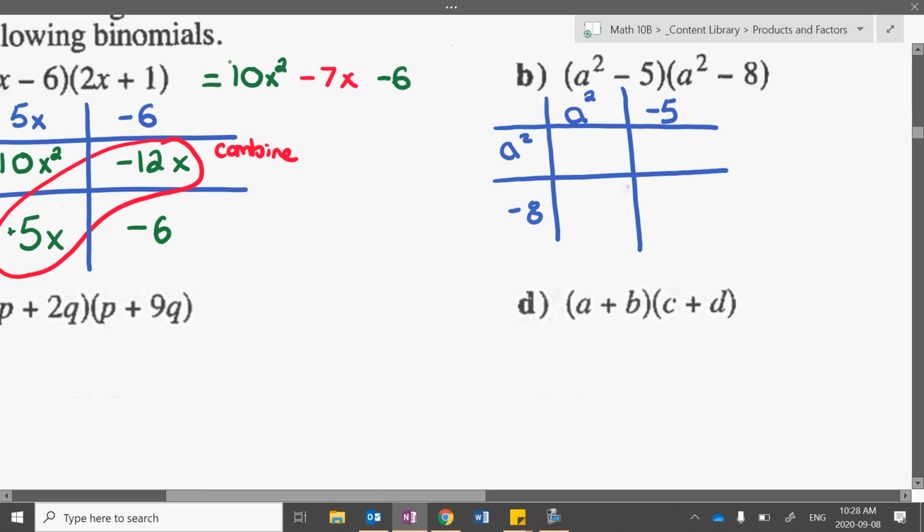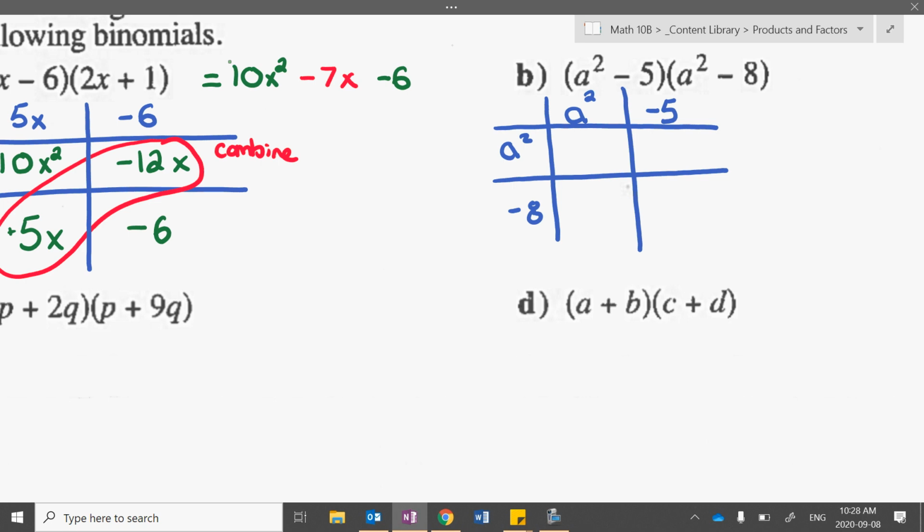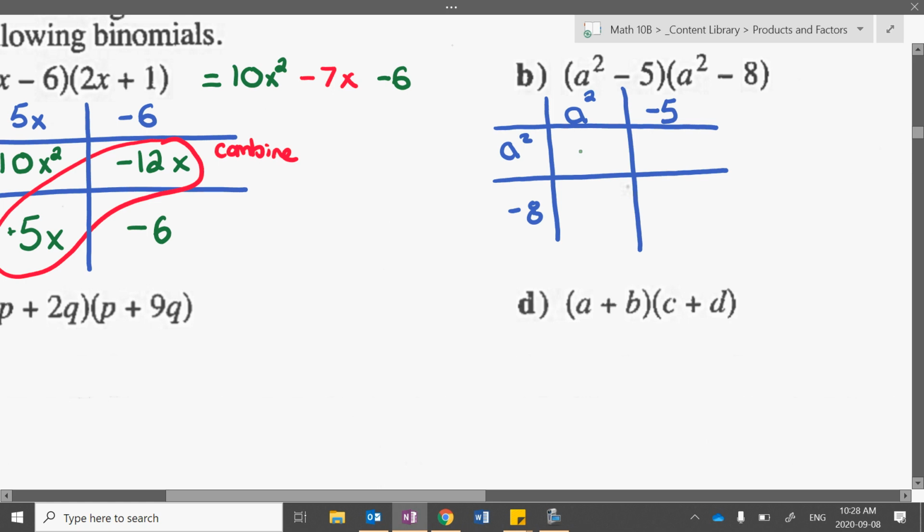What is, and let's have answers here, a squared times a squared? Andy? No, we add those exponents. So a to what power? 4, good. 2 plus 2. Then I'm going to have a squared times minus 5, so I get minus 5 a squared. A squared, sorry, negative 8 times a squared gives me negative 8 a squared. What's negative 5 times negative 8? 40. Good, positive 40. Make sure you're watching your integers.